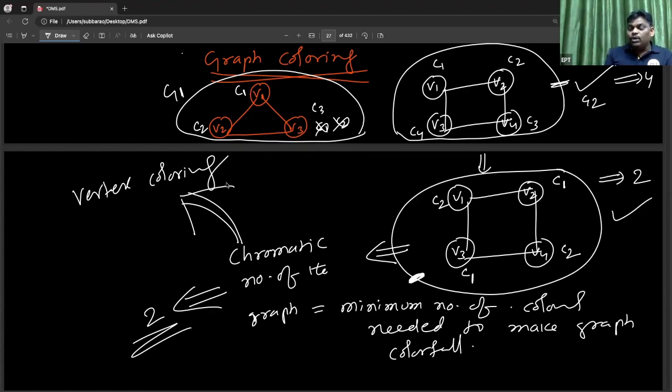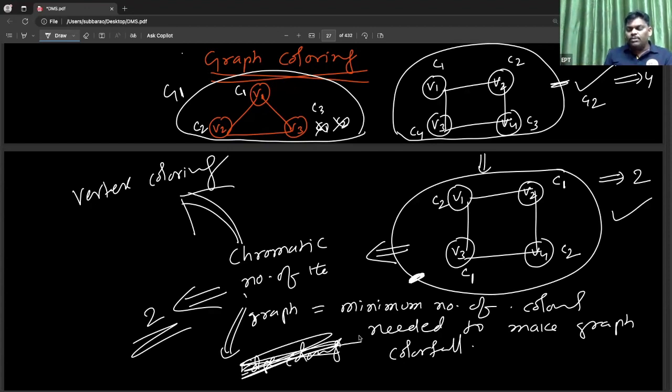Graph coloring means vertex coloring. Until they say edge coloring, don't go for edge coloring. If we say edge coloring, then only take it.